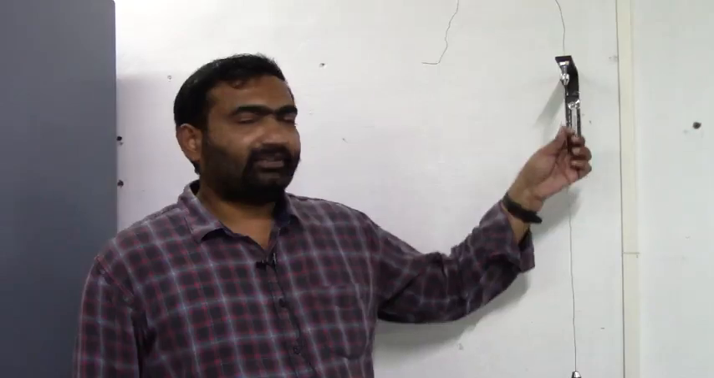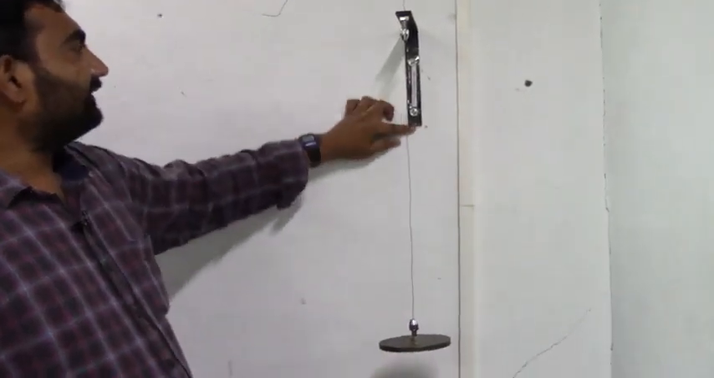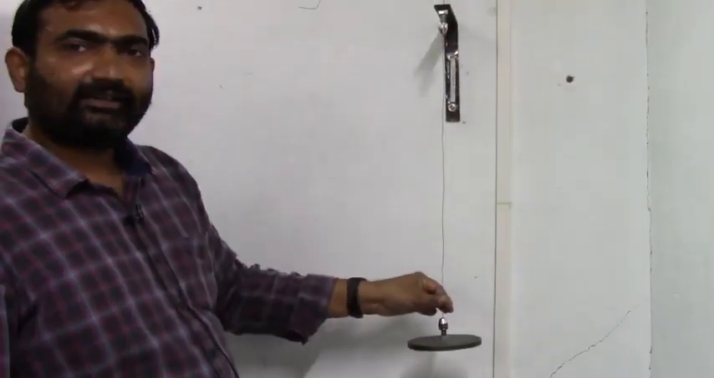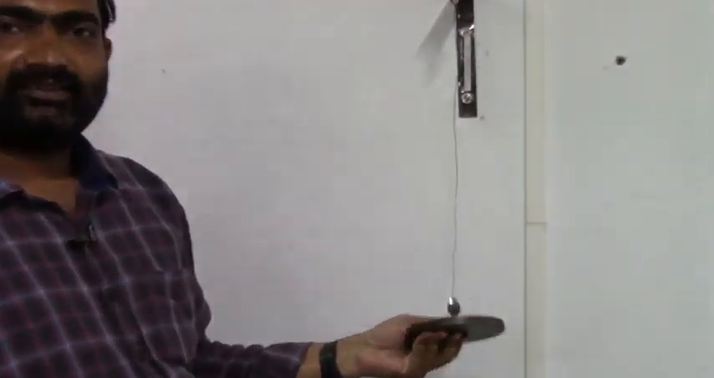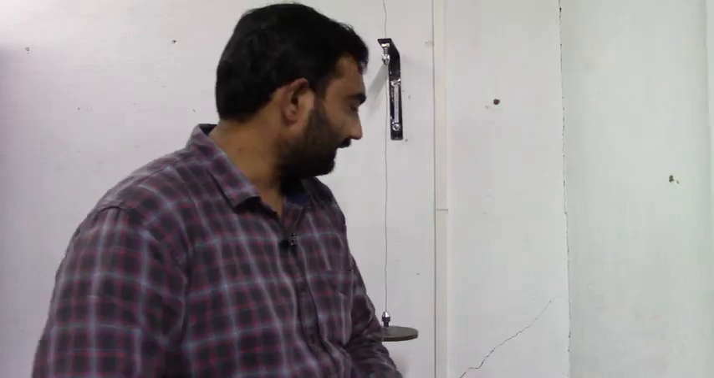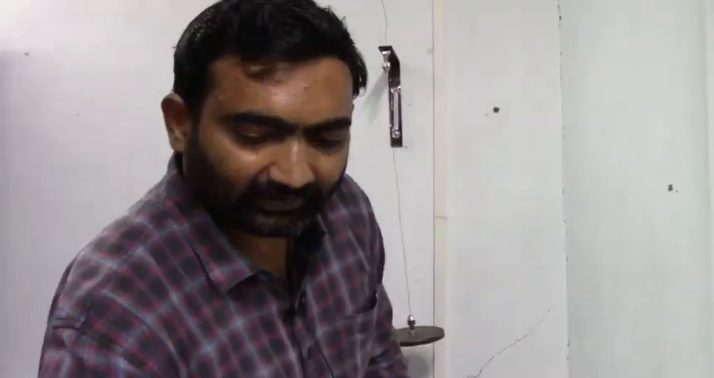Welcome to a session on determination of rigidity modulus of the wire by using the torsional pendulum. Let us see what apparatus is required in this experiment. This is the L-shaped clamp which is mounted to the wall, and this is a steel wire, and this is a brass disc. Apart from this we have a screw gauge, vernier calipers, a meter scale, and a timer. So these are the apparatus required for this experiment.